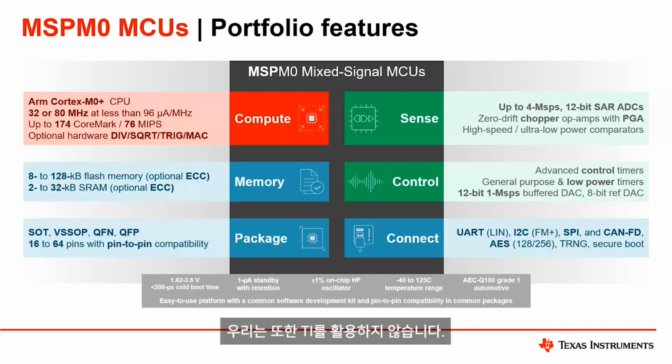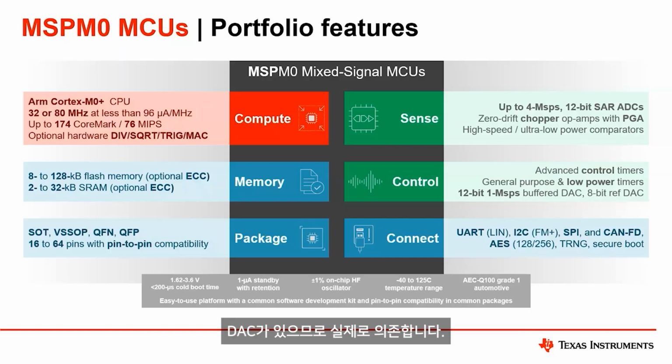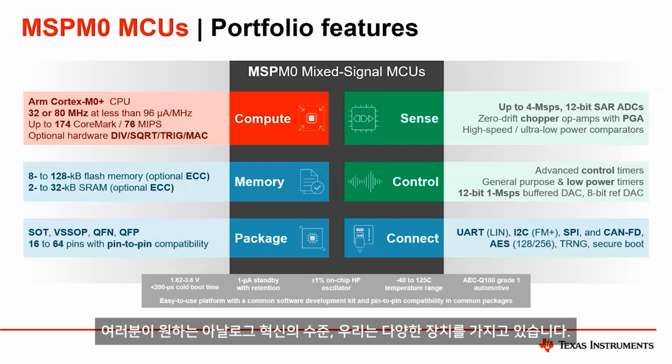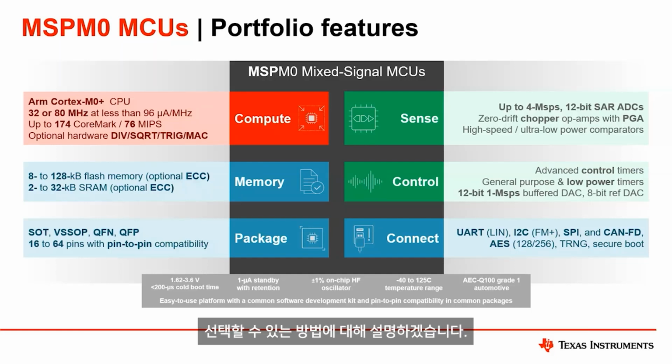We have also leveraged TI's strength in analog peripherals. In our sensing piece, we have up to 4 mega samples per second 12-bit ADCs, along with the industry's first zero-drift chopper op amps with PGA integrated into the MCU, as well as comparators and DACs. So depending on the level of analog integration that you want, we have different devices, which I'll go into on the next slide through the XY graphic, on how you can pick and choose which MCU is best for you.